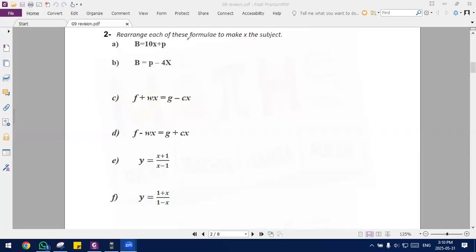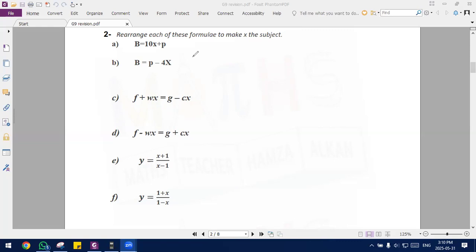Okay. So rearrange each of these formulas to make x the subject. Here I have b is equal to 10x plus p. How do we make x the subject? What do we have to do? We check what we have next to x, and we do the opposite to remove them, so that x stays alone.